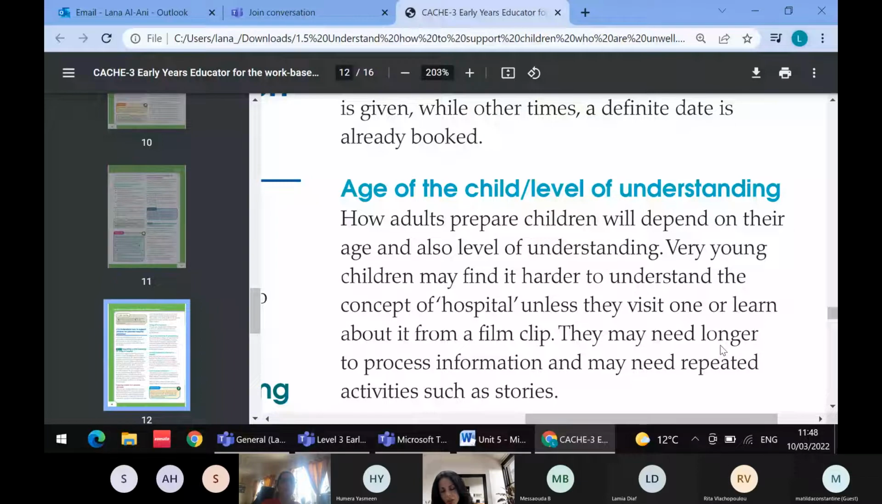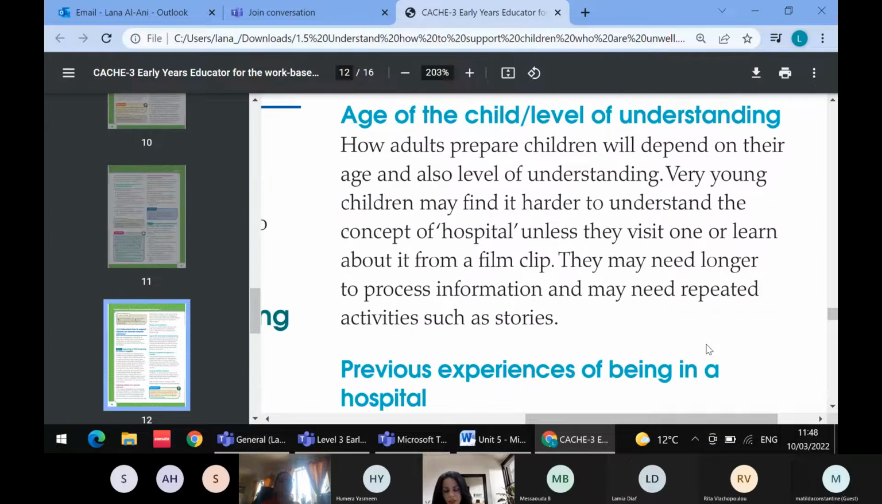How adults prepare the child depends on their age. Some of them might understand very little, so we give them very small information. Some of them are like 5 years old, they understand a lot. They find it harder to understand the concept of going to the hospital, so you need to give them a lot more information, maybe give them a clip to make them understand. They need a longer process, more information, and we repeat activities and stories more often until they understand.